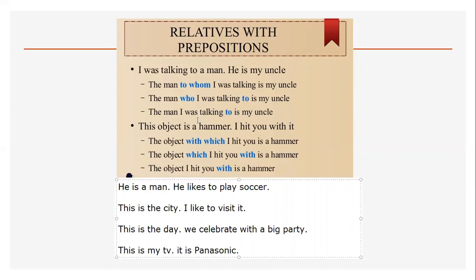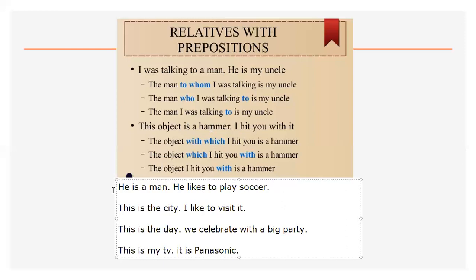Then, this object is a hammer. I hit you with it. I can transform the sentence. The object with which I hit you is a hammer, or the object which I hit you with is a hammer, or the object I hit you with is a hammer. So take a look, the three or four sentences have the same meaning. This is what we are going to learn, how to produce these changes.